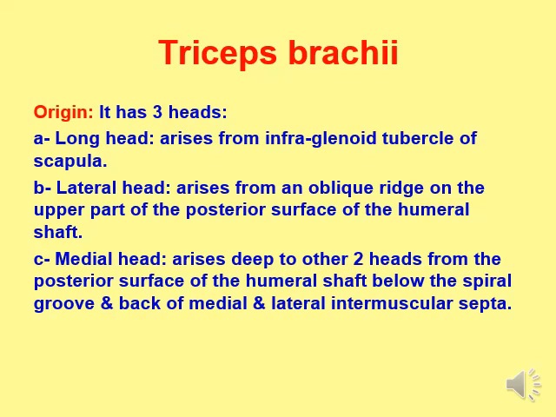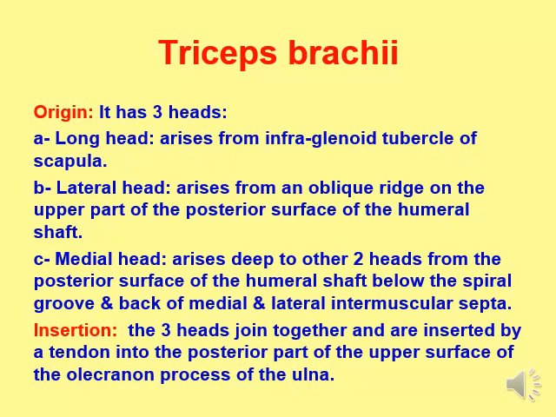The medial head lies beneath the other 2 heads and it arises from the back of the humerus below the spiral groove and also from the medial and lateral intermuscular septa. Insertion: the 3 heads join together and they are inserted by a tendon into the olecranon process of the ulna.